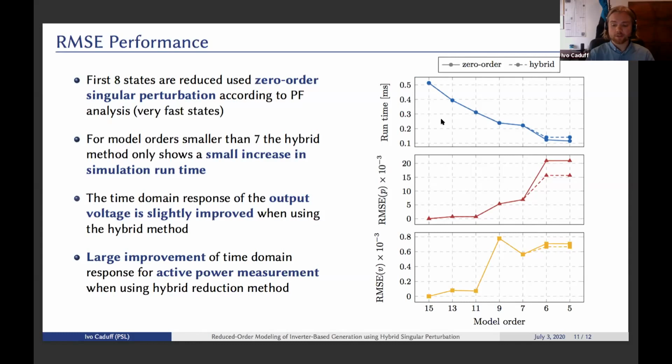For model orders 6 and 5, the hybrid method results in a reduced order model with a slightly longer runtime, which can be seen as the dashed line is higher than the full line. This was also the expected behavior, since the reduced order model is more complex when we introduce the hybrid method. However, this increase in runtime is compensated by a higher model response accuracy, which is seen in the two plots below. The plot with the red line compares the root mean square error of the active power response between the two methods. The plot with the yellow line shows the response of the voltage at the inverter connection point. Especially the improvement for the active power output is remarkable and contributes to overcurrent protection of inverter circuits.